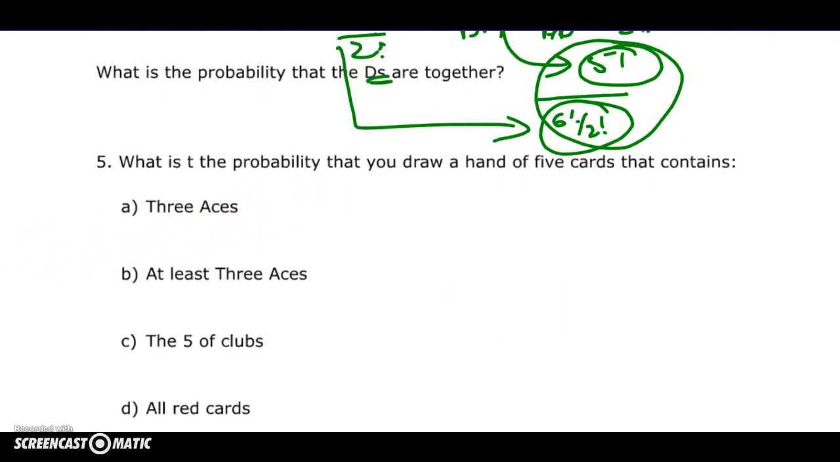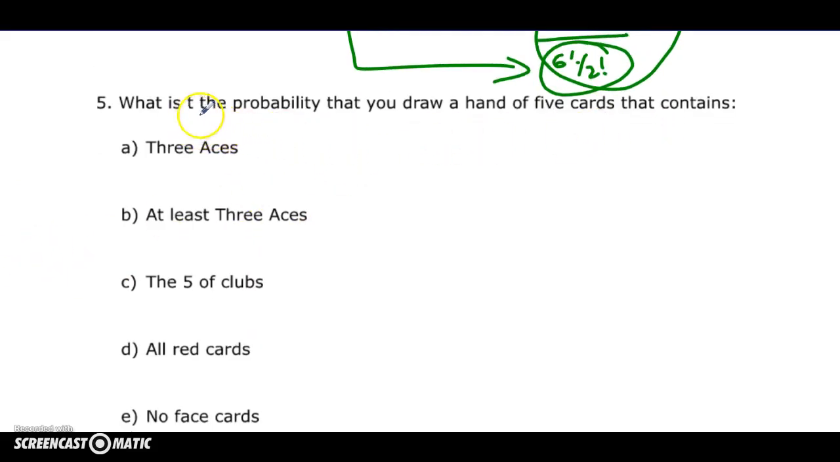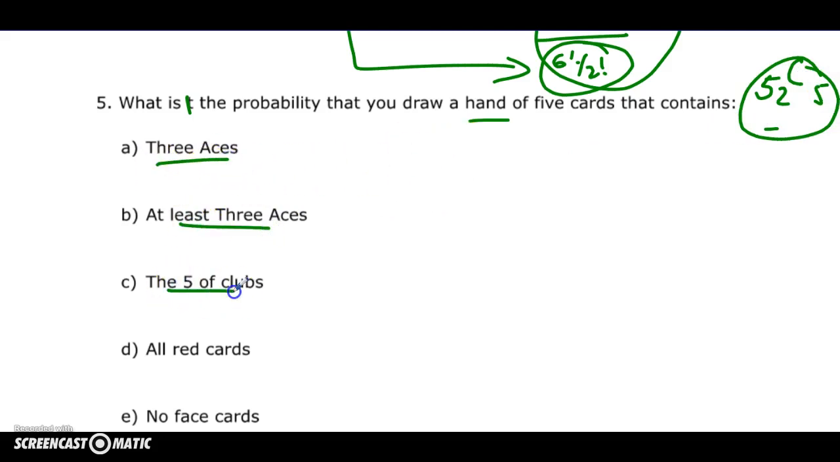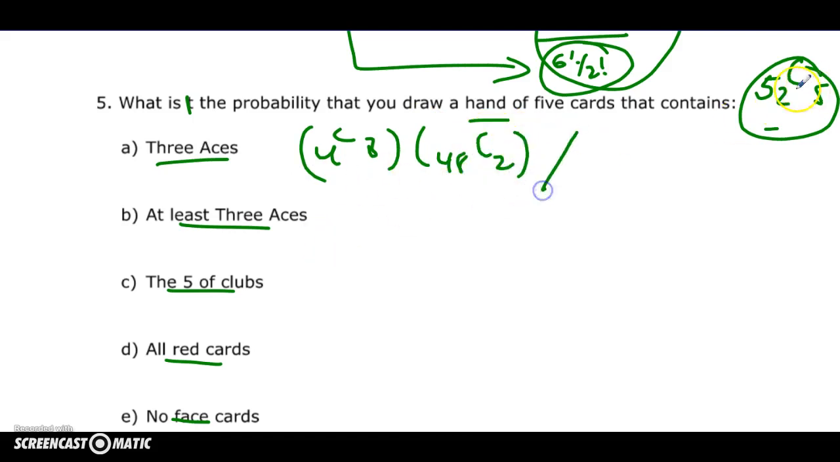All of these are going to be very similar. What is the probability that you draw a hand of 5 cards that contains blank? And every single denominator is going to be 52 choose 5. So all your denominators are this big number, and then we're just finding the numerator. This is really easy. I've asked you these questions a bunch of times before. 3 aces: you're choosing 3 of the 4 aces, and then you take the aces out, and you have 48 cards to choose from, and you choose 2. So that's your numerator. Divide by that.